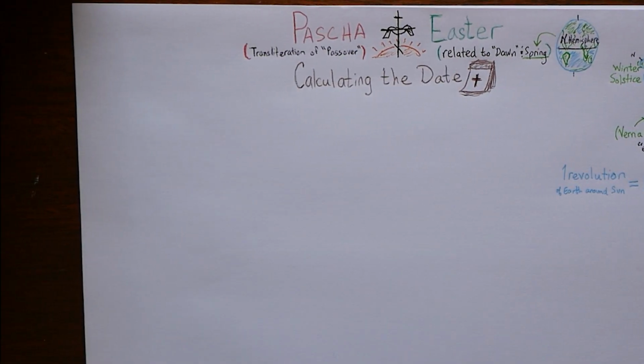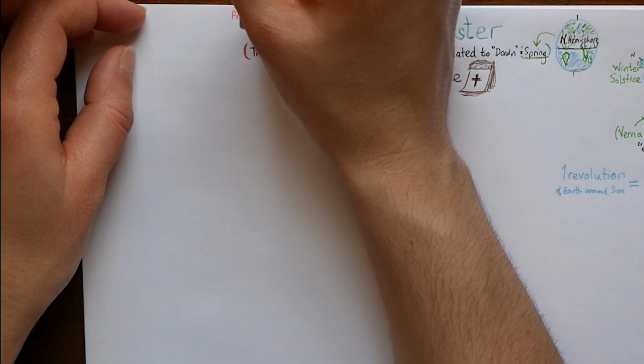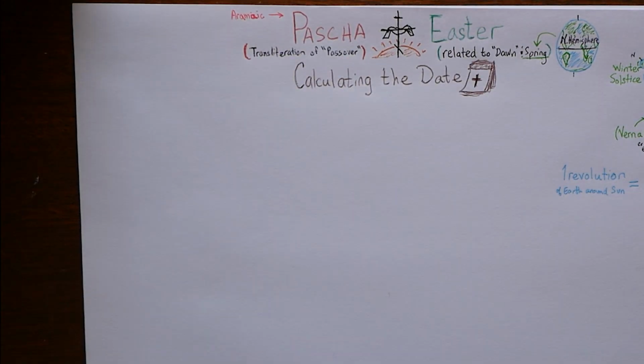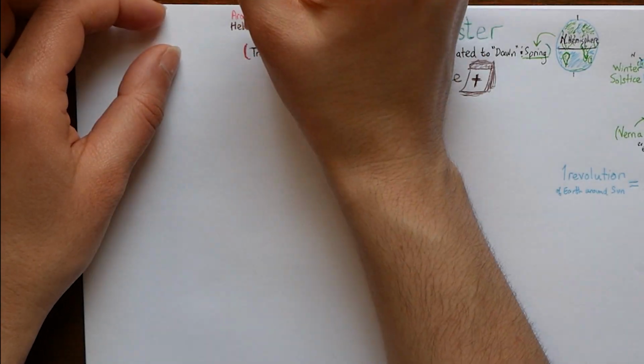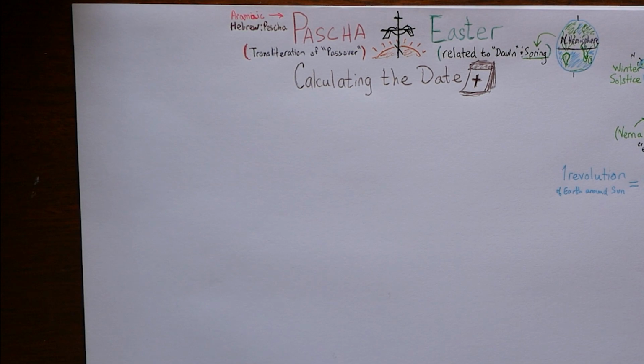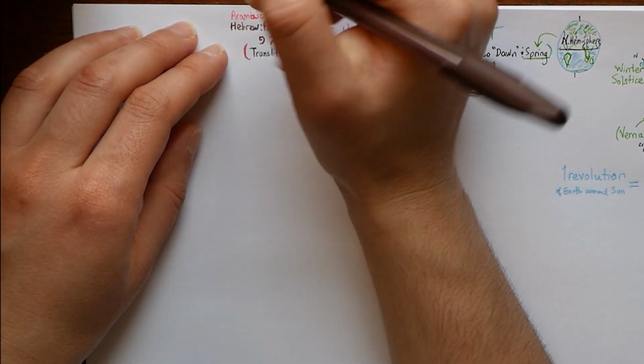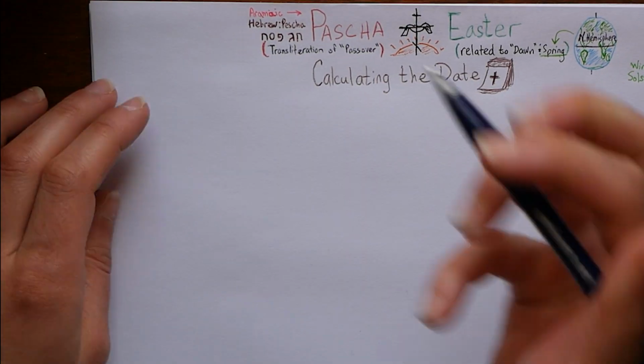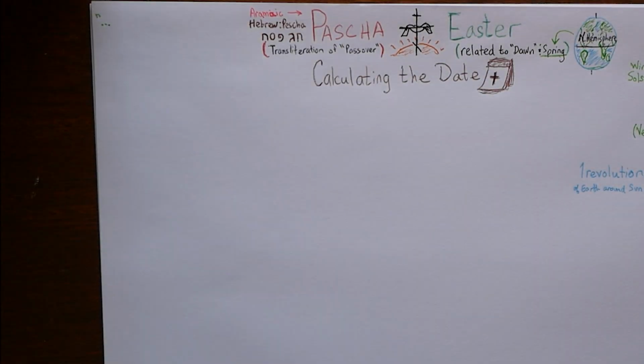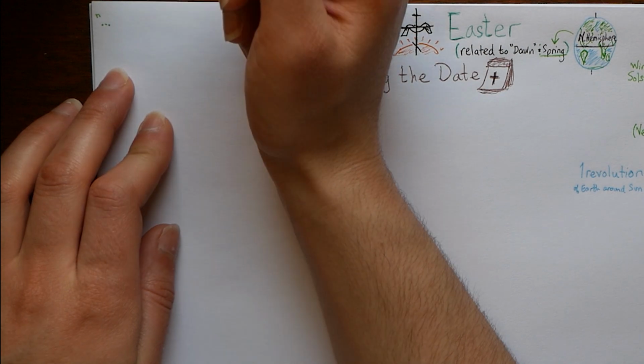The word Pascha is a transliteration for Passover. Apparently, the Aramaic version sounds more like Pascha, but the Hebrew is Pesach. And speaking about Hebrew, it's good to remember that quote from Jesus in Matthew, specifically Matthew chapter 5, verse 17, that he came not to abolish, but to fulfill the law. We can't forget our Jewish roots.